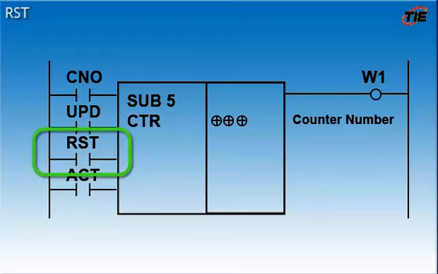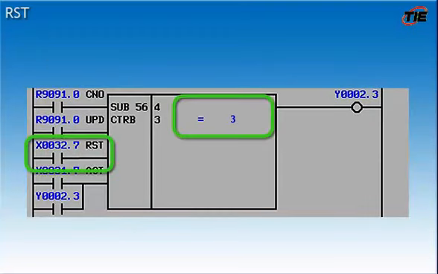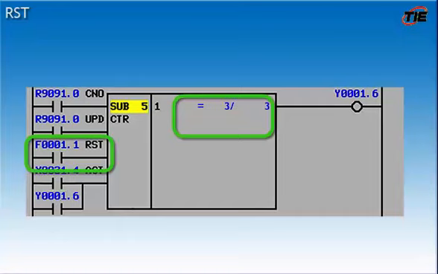This is fairly simple. When this input goes high, even for one scan of the ladder, it will reset the counter back to the beginning so that it starts over. As an example, I can set this contact to F1.1. This is the reset signal from the CNC. When someone presses the reset button, it will activate this input and reset the counter.